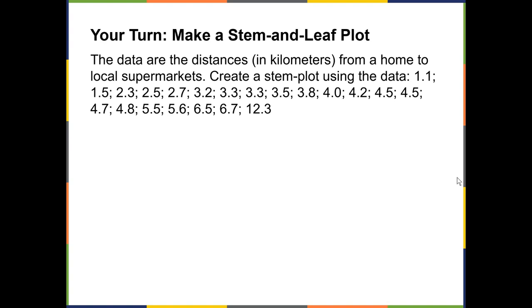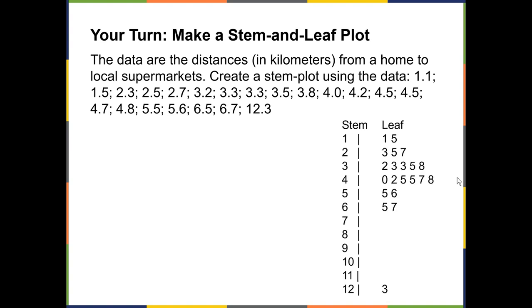All right. So here was my answer. Hopefully you've already done yours. My stems were all 1 digit, because every data value has 2 digits in it. The stems go from 1 to 12, and the leaves are over here on the right in increasing order.